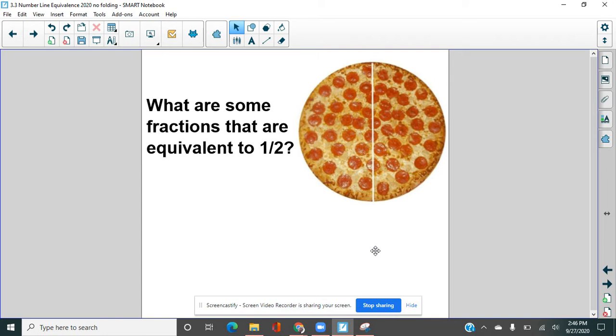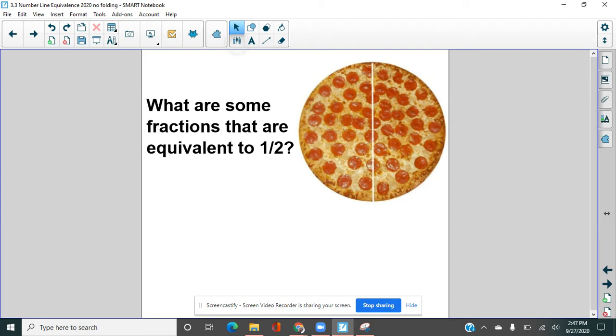Today we're going to talk about some more fraction equivalences, right? Equal fractions, and we're going to be using the number line. But let's start with pizza first. We use our fraction circles a lot. What are some of the fractions that would be equal to 1/2? Give me one fraction first. All right, and now give me a different fraction that is also equal to 1/2.